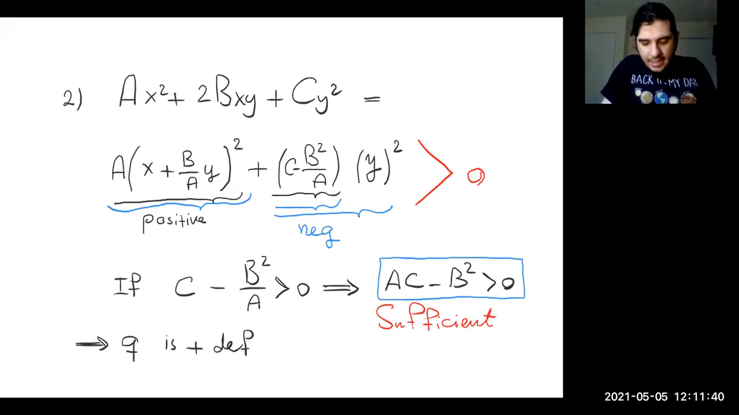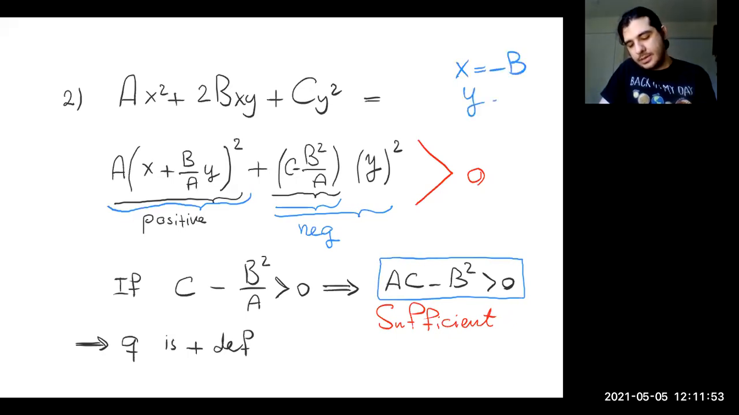Okay, yeah, great. So let's look at one example. Let's see, x equal to minus b and y equals a. Let's try that and see what would happen. X equals minus b and y is equal to a.